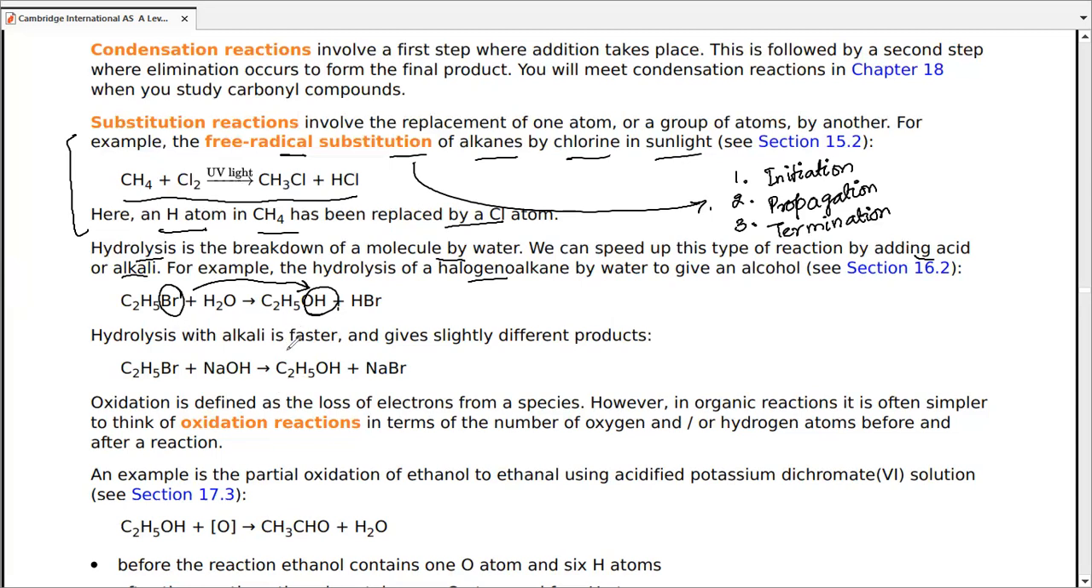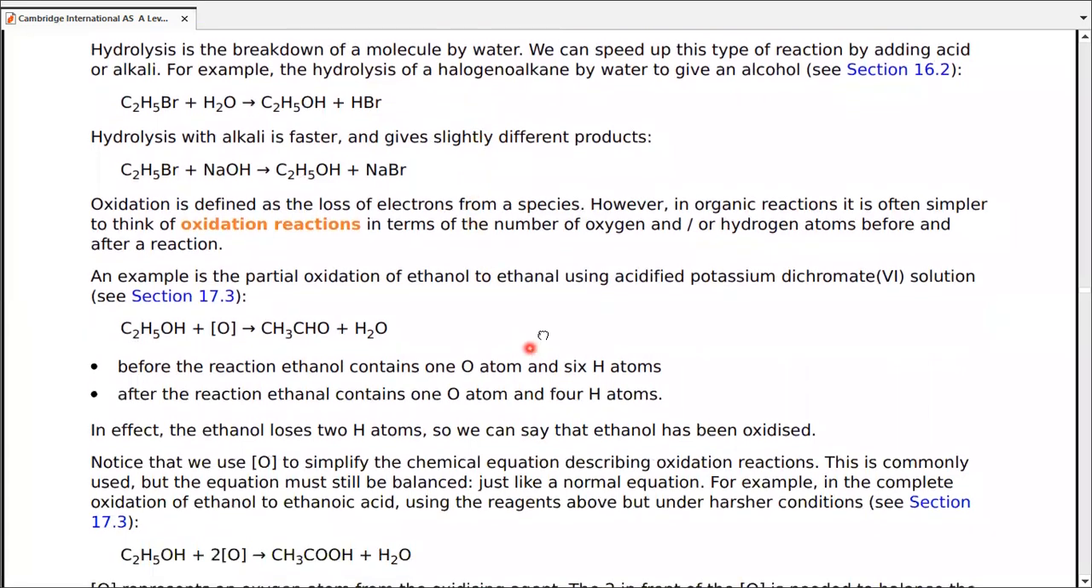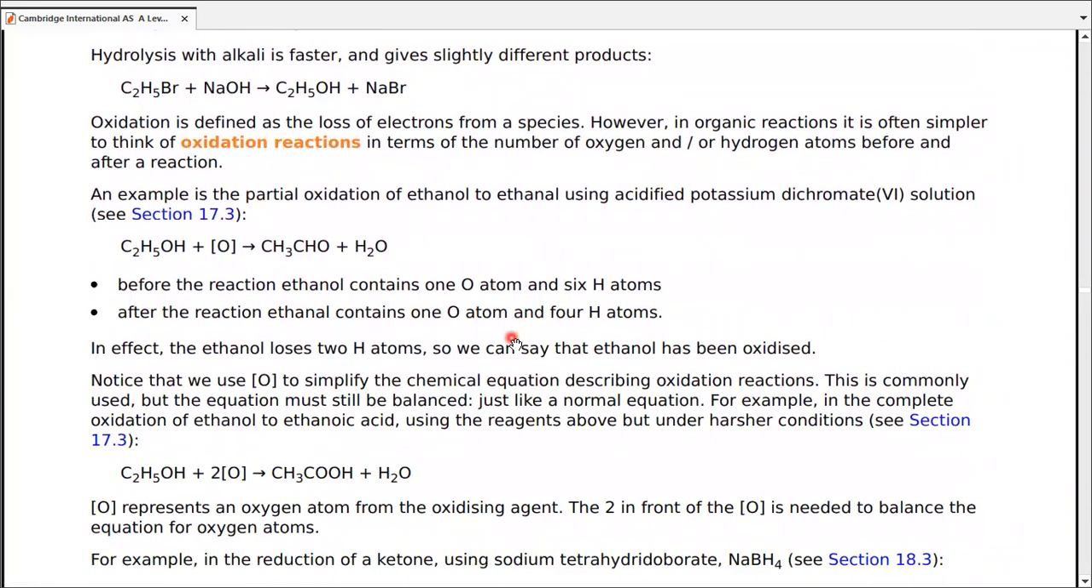Hydrolysis with alkali is actually faster. Take a look. With water, it's a little bit slower. With alkali, it's actually faster and better. But it gives slightly different products that we're going to discuss in detail very soon in chapter 16. So this is another kind of substitution. We're going to study in detail what kind of substitution this is and what the requirements for this one are.